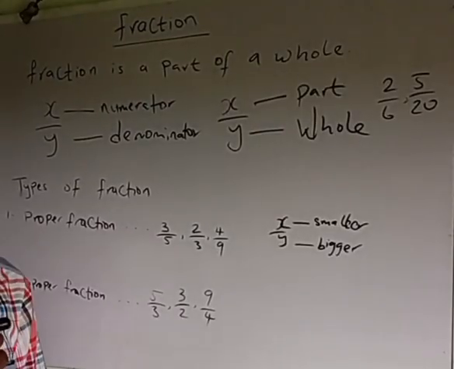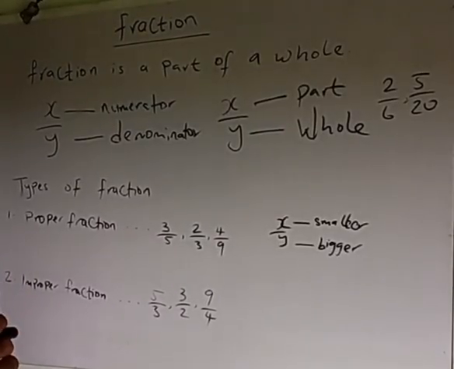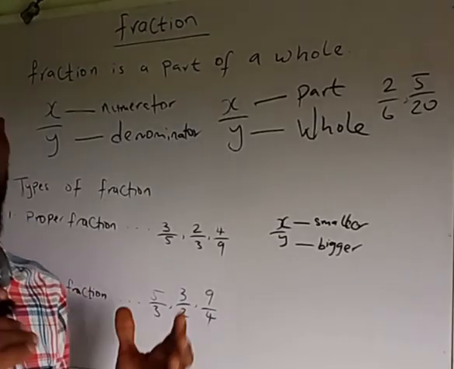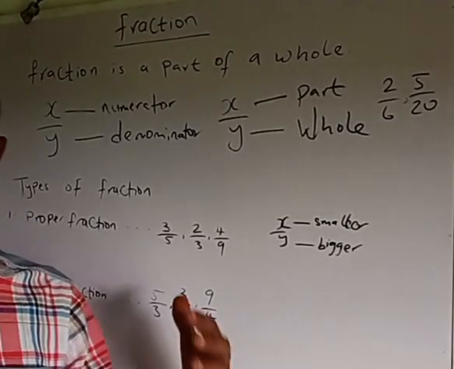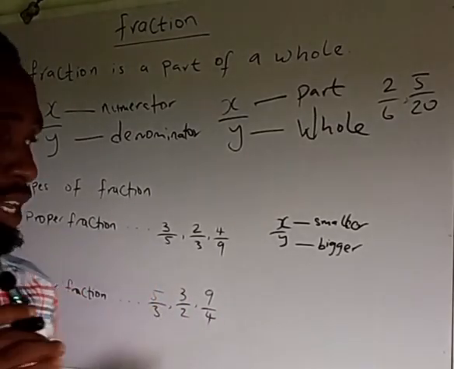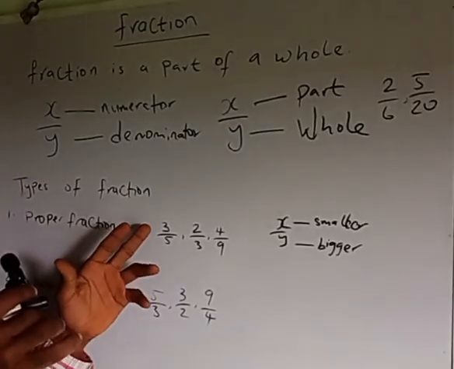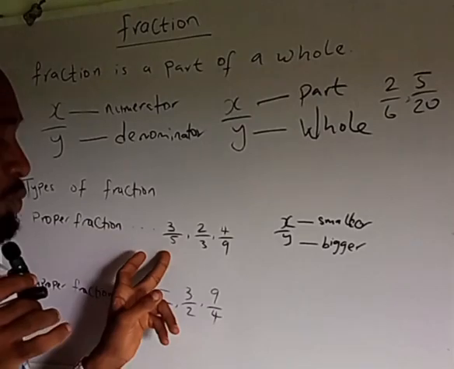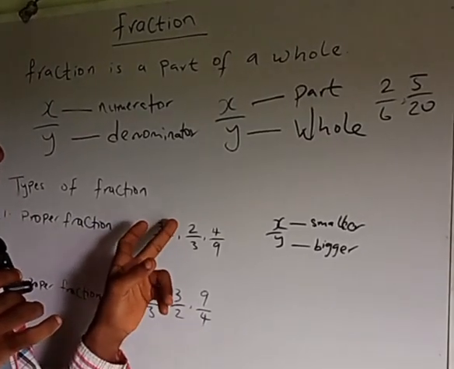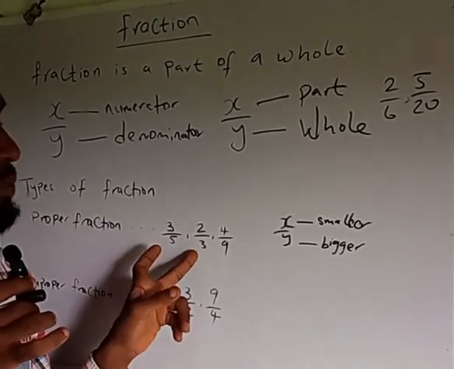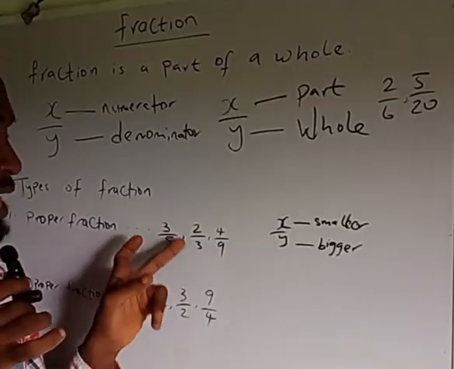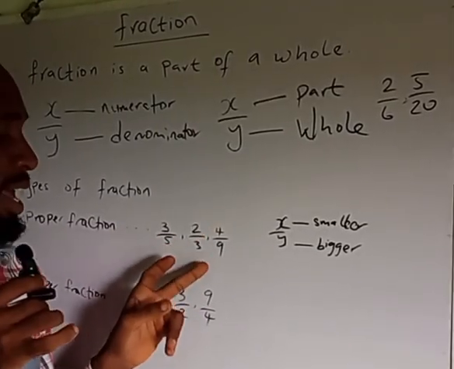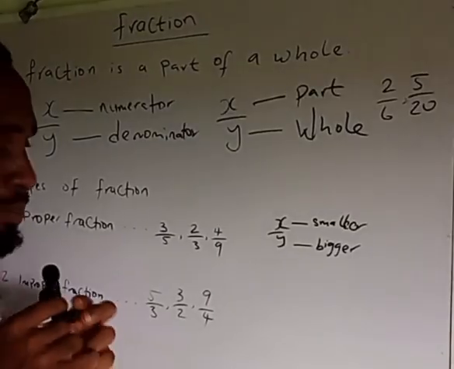For instance, I remember when I was in primary school, how they illustrated for us that a small baby can be carried by a big man. That is actually proper. So, like this one, we have 3 over 5. 3 is smaller, 5 is bigger, so we say it's a proper fraction. We also have 2 over 3. So 2 is smaller, 3 is bigger. We say it's a proper fraction. 4 over 9, 4 is smaller, and 9 is bigger. So we say it's a proper fraction.